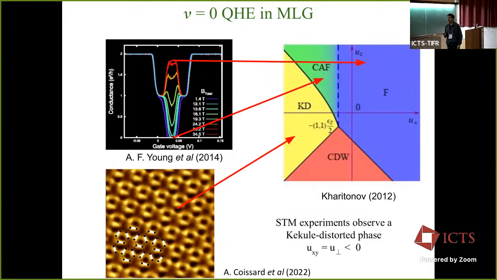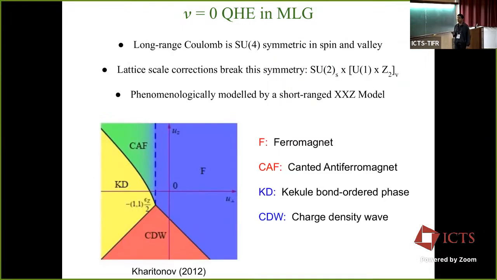So one of the features of Kharitonov's model was that these XXZ interactions were short ranged. And the reason was that these are believed to come from lattice scale interactions. The lattice constant is much smaller than the magnetic length. So in a continuum model, they would look something like a delta function. In terms of pseudopotentials, it would only be the m equals 0 pseudopotential.